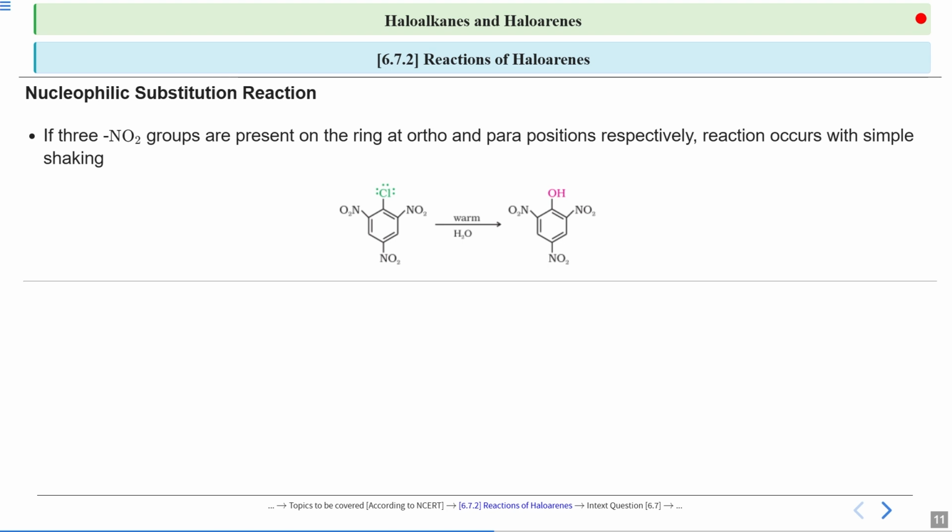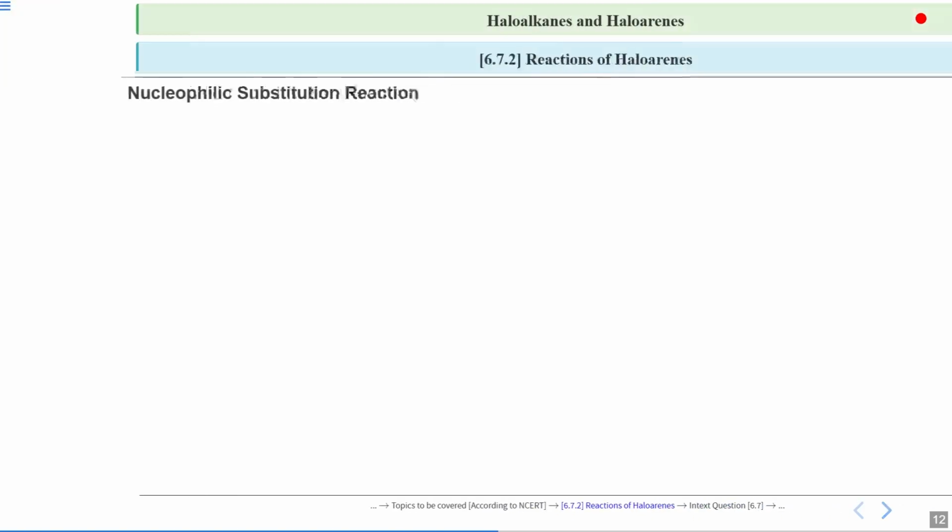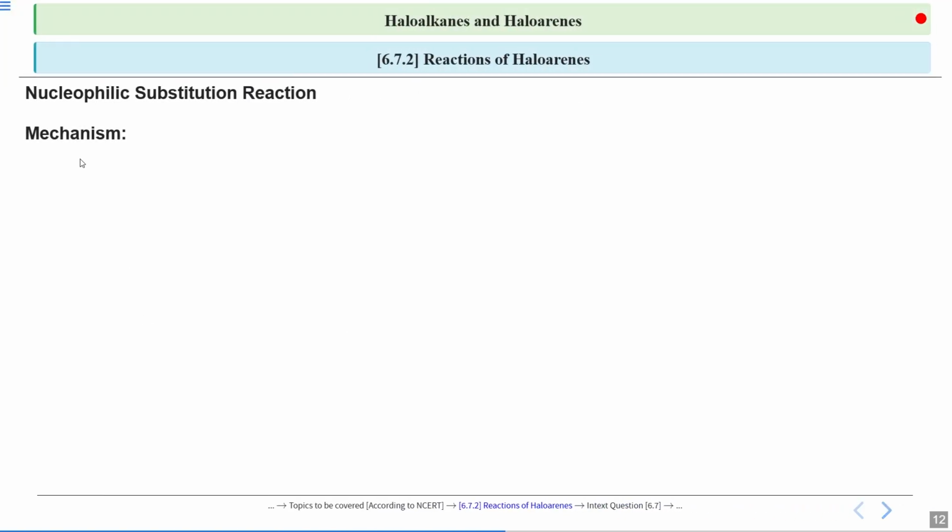Okay, so you can think about this fact that you are not placing the electron withdrawing group at meta positions. Why is it so? Right? So we will discuss this also. Let's see the mechanism first.